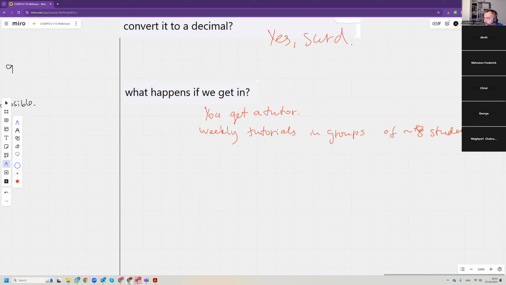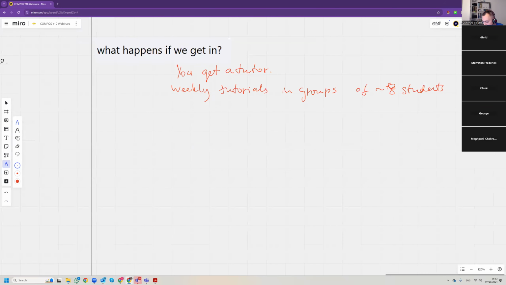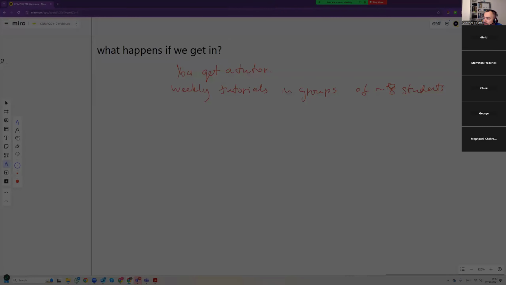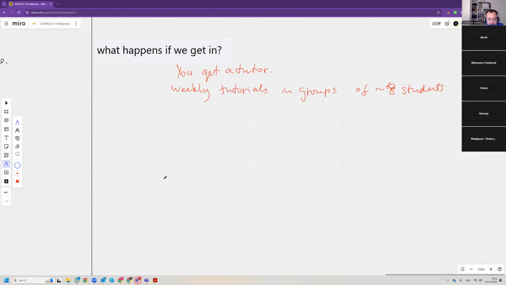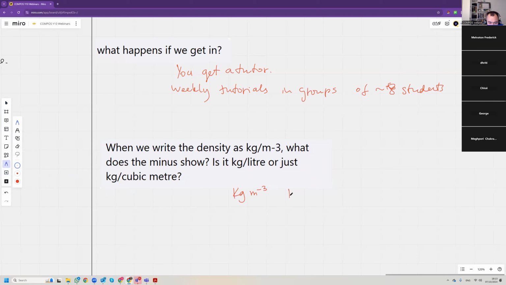When we write the density in kilograms per cubic meter, what is the minus sign? Well, it's not a minus. The negative sign is just that it's on the bottom. So you can write kilogram meter to the power minus 3, or you can write kilogram per cubic meter. So the minus replaces the division sign.